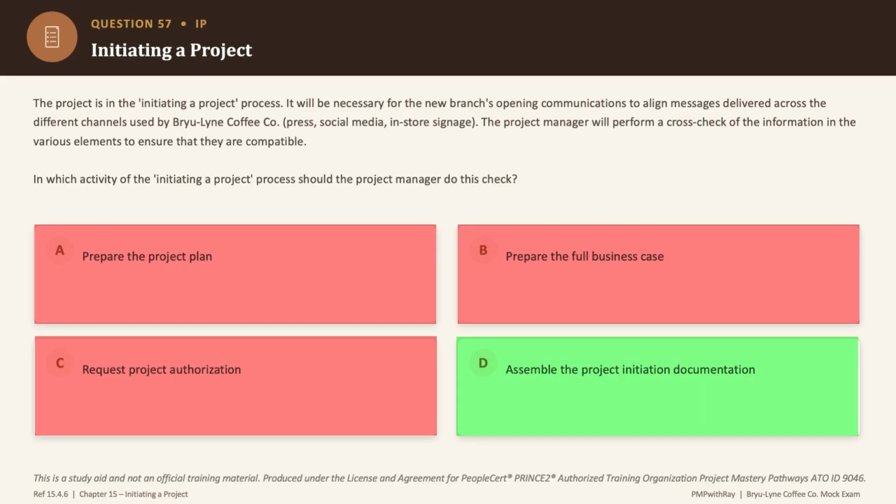Once all the management approaches are drafted separately by different people, somebody has to check they actually talk to each other, right? And that is exactly what assembling the project initiation documentation, or the PID, does. Okay, it pulls everything together and cross-checks the information across the elements to ensure that they are compatible. So the correct answer is option D.